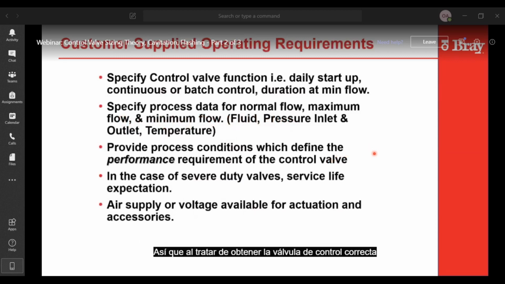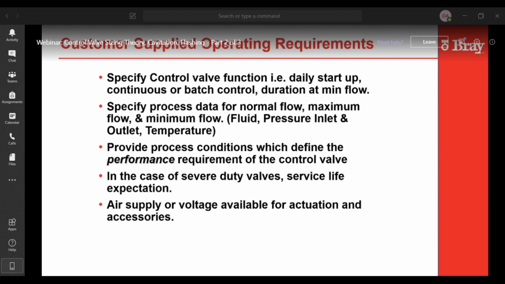So in order to get the right control valve, you need to give the control valve manufacturer the function, what the valve does. Is it a daily startup valve? Is it a continuous or an on-off control valve? Is it going to see a long duration at the minimum flow? Because that's usually a critical flow factor for determining how long a valve will last and if it's going to encounter any issues with cavitation or flashing, usually at the min flow. Specify as many service conditions as you can.